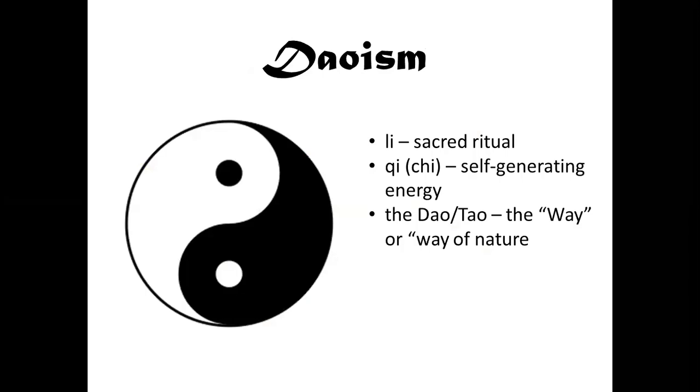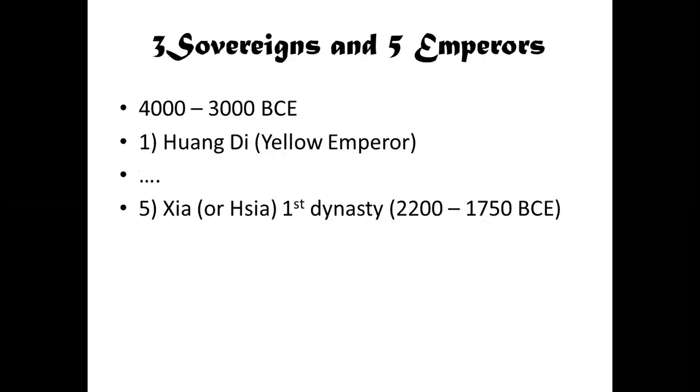The notion that the world is full of spirits. I guess this ties into this concept of Qi. There are nature spirits, human deities, etc. This tradition tells of 3 sovereigns and 5 emperors, and this period between 4000 and 3000 BC, this is prehistory in China. There's the idea that there are these 5 emperors that succeed one another.